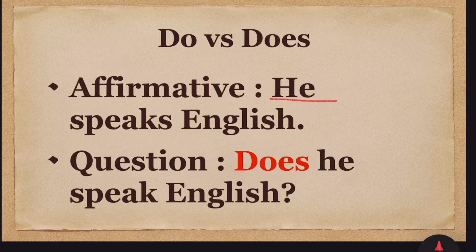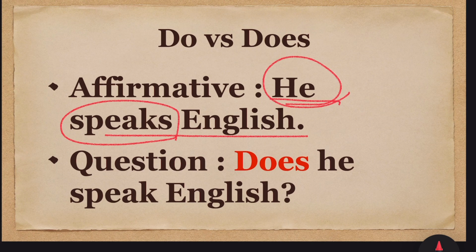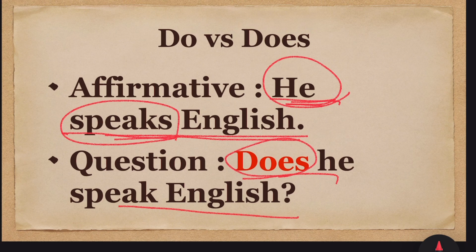Example, he speaks English. See the difference in verb forms. The subject here is he, so the verb becomes speaks. He speaks English. How do you make this sentence into a question? Does he speak English? Here you have used the verb does.